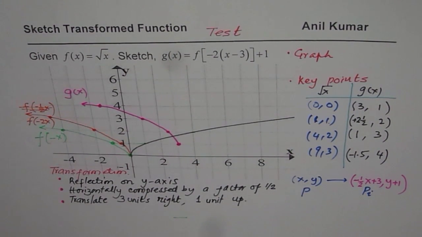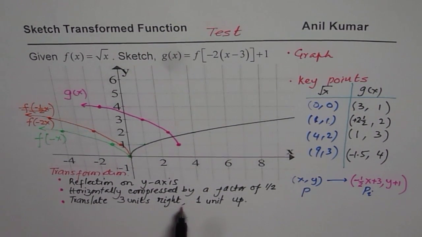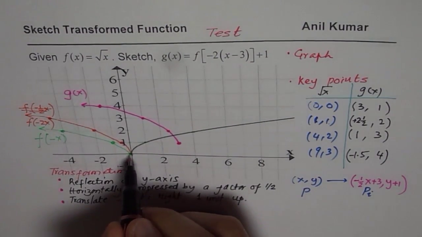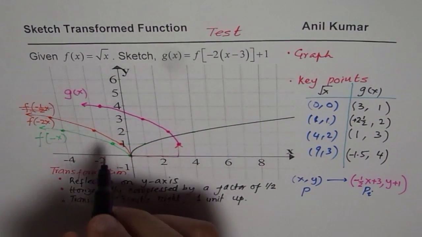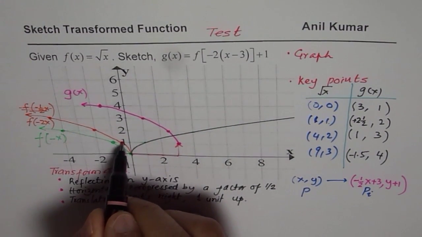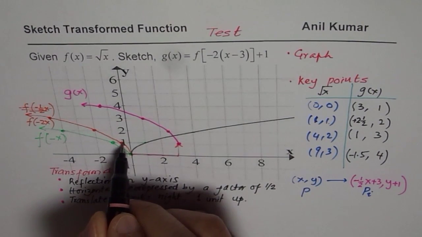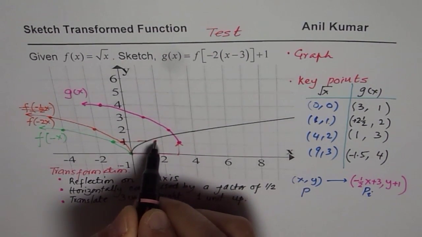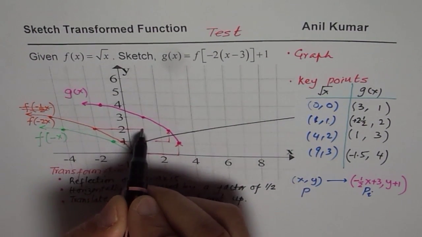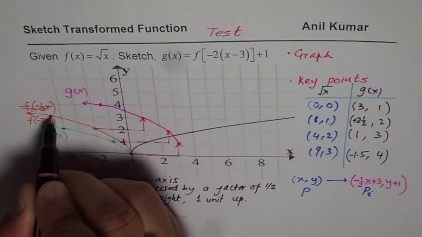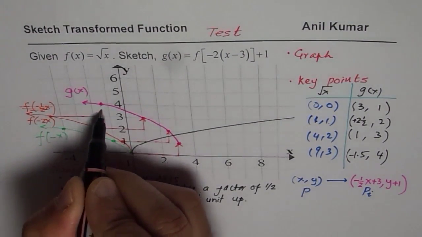Now, the last stage is to check if we get the same curve or not. So what we are going to do now is, for each and every point, we'll do translation, 3 units right, 1 up. So let's begin from here. 1, 2, 3 right, 1 up, perfect. The second point is here, so we go there. 1, 2, 3 and 1 up, perfect. Now this point, 1, 2, 3, 1 up, that is right. Now this is 1, 2, 3, 1 up.